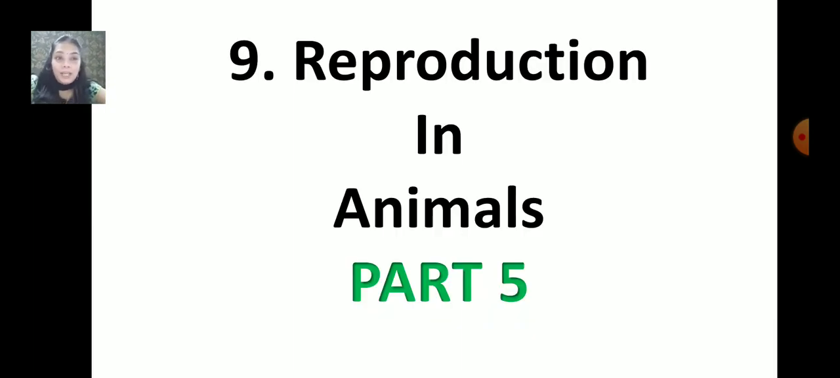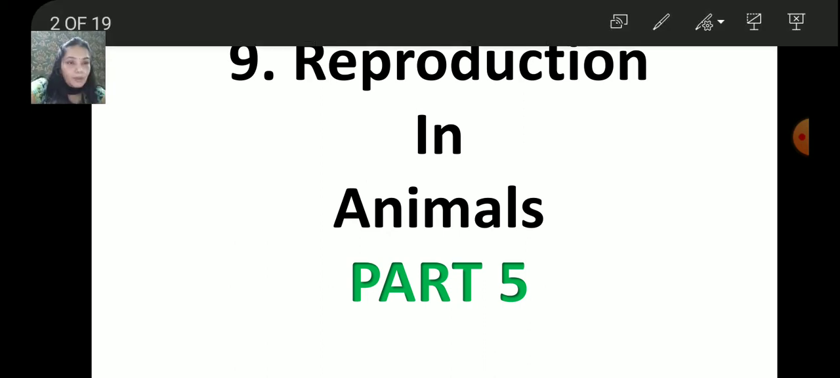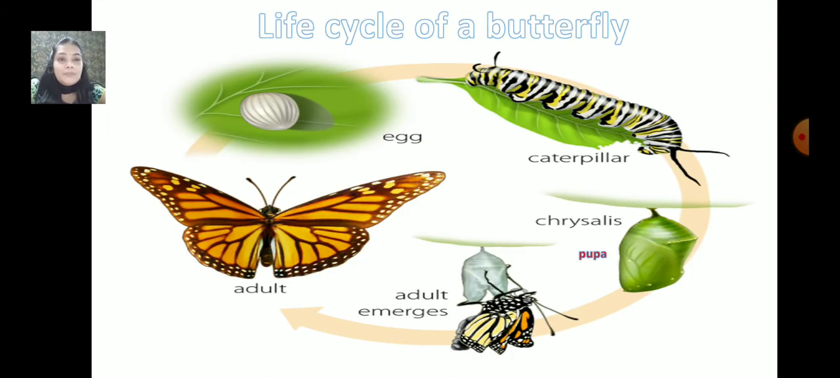So, today we are going to learn chapter 9, Reproduction in Animals, part 5. Do you all remember what we learned in part 4? Yes, we learned about the life cycle of a butterfly.